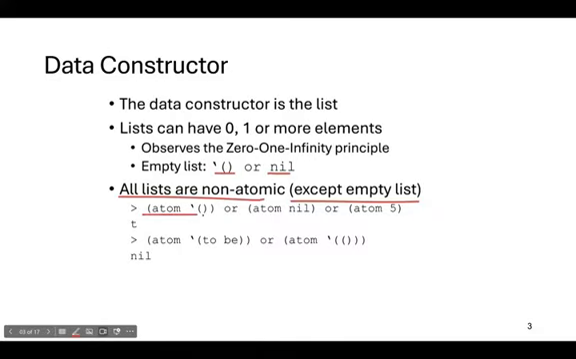If we say atom 5, this is a function to check whether something is considered an atom or not, and it is going to return true. But if we give it a list that is not empty, or a list of other empty lists, you see, a list of lists, then in that case it's going to give you nil, meaning no, they are not atoms. They're not atomic.